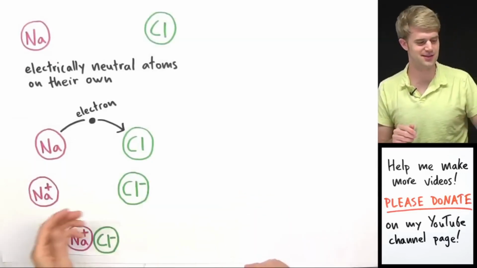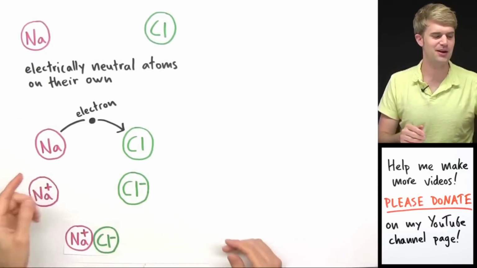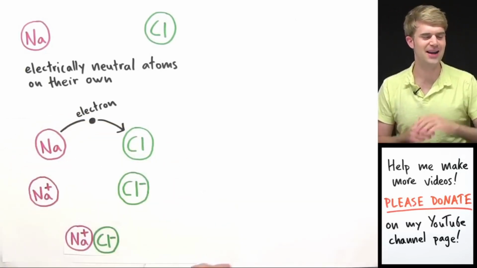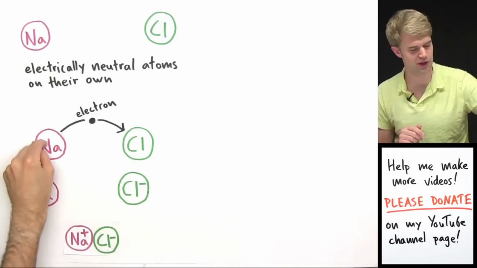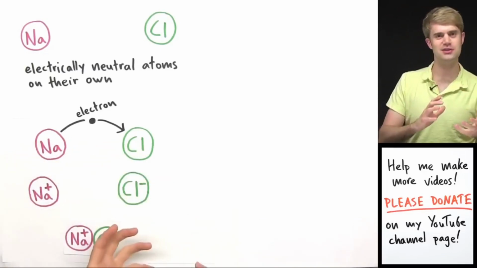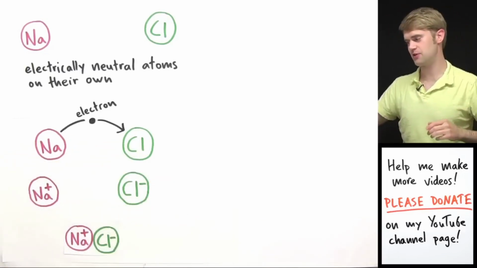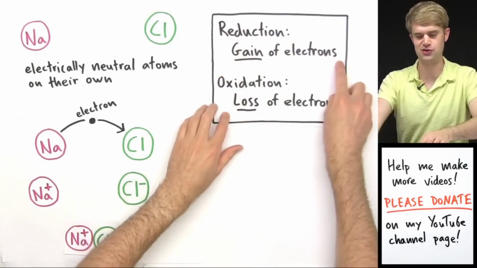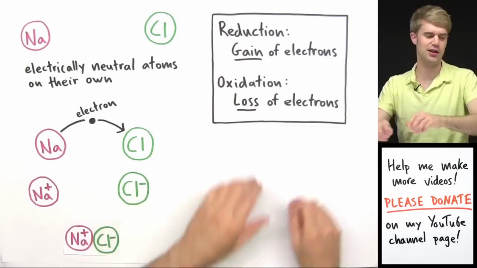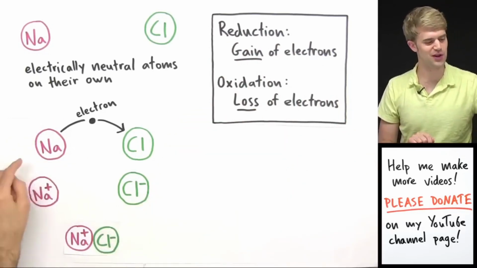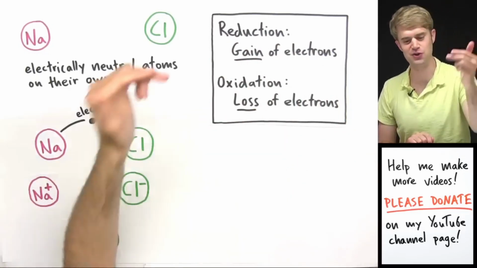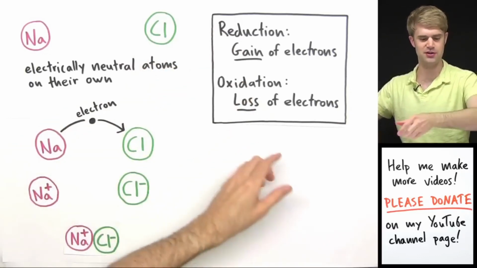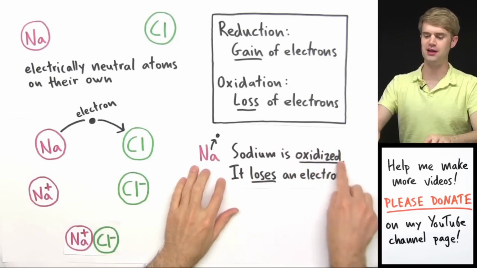So obviously this is an oxidation reduction reaction because there is a transfer of an electron between these two atoms. I now want to describe what's happening to sodium and chlorine using these terms reduction and oxidation. So just to refresh your memory, reduction here is a gain of electrons and oxidation is a loss of electrons. So for sodium, what's happening? Is it being reduced or is it being oxidized? Well, sodium is giving up one of its electrons, it's losing an electron, so it's being oxidized.